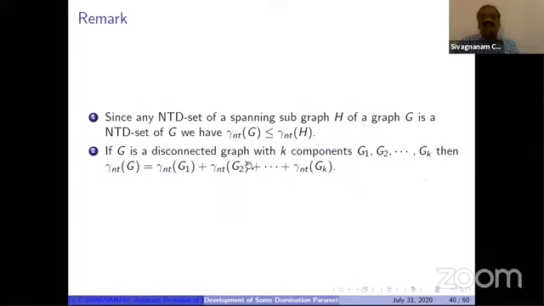If G is a disconnected graph with k components G1, G2, up to Gk, then gamma nt of G is found by finding the gamma nt value of each and every component, and then we can add them.